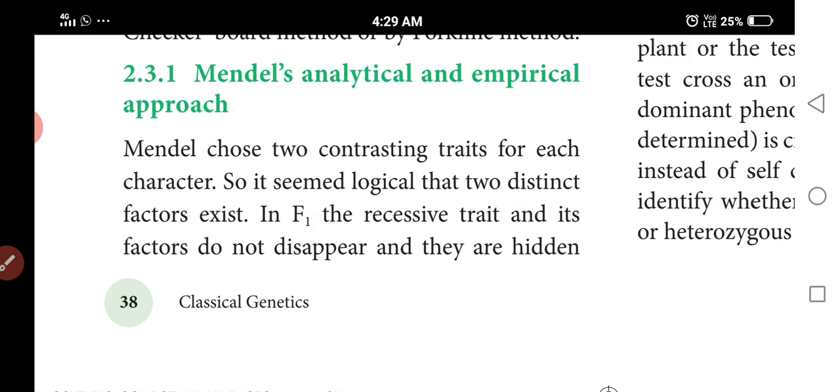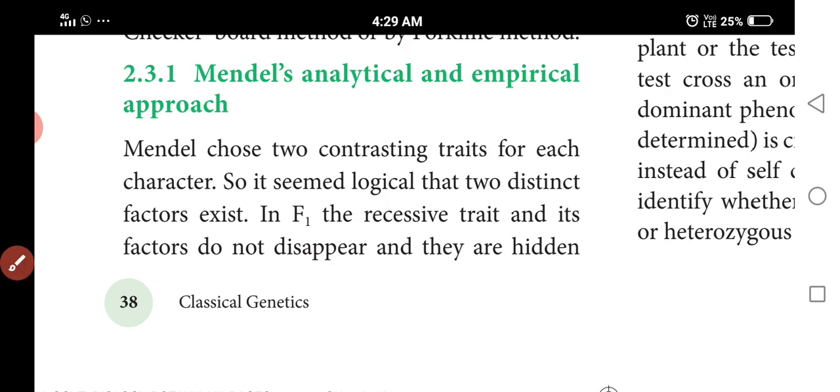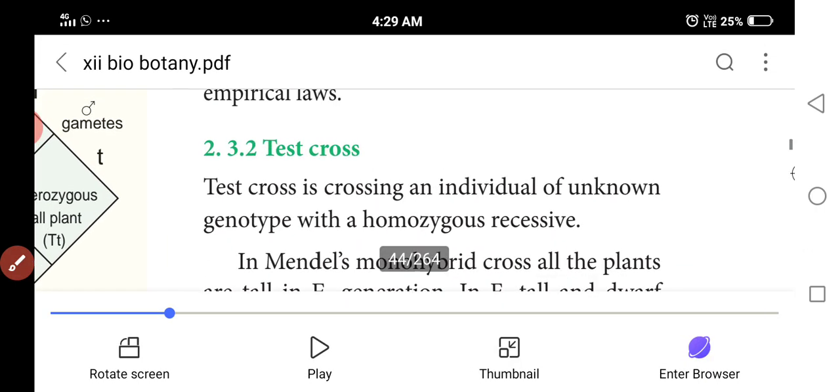The factors exist in this appearance only. At the time of the F2 generation, it produced heterozygous individuals, which means dominant characters appear. In the F1 generation, dominant characters appear, and in the F2 generation, recessive characters also appear, but in the F1 generation the recessive traits are hidden, that means they disappear. So that is what we call the analytical approach.